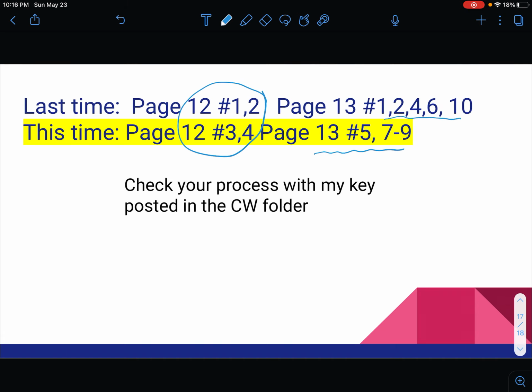Check your process with my key. We might have a different way to get there. So please ask if you're not sure. If you think what I did is correct, but it's not matching, please, please ask. Okay, have a wonderful rest of your lesson.